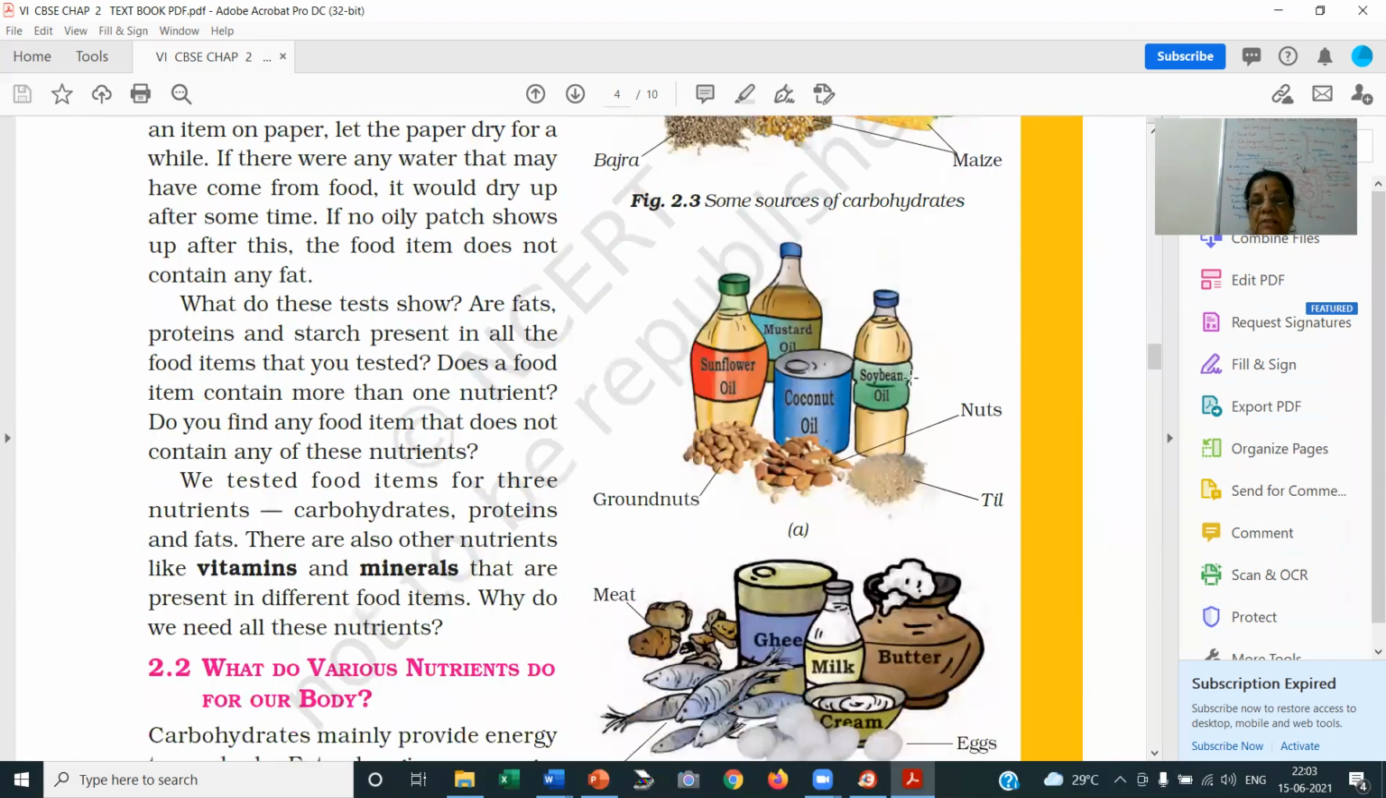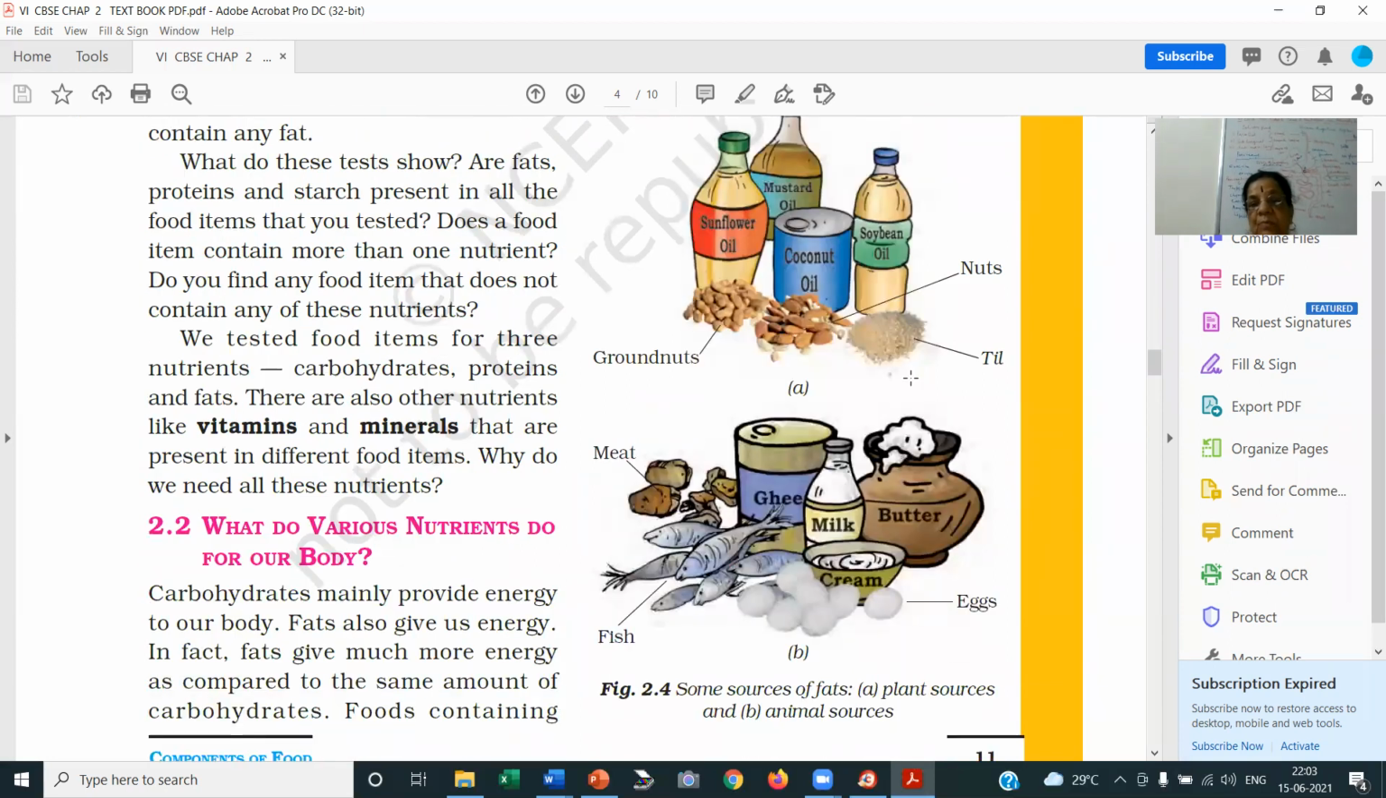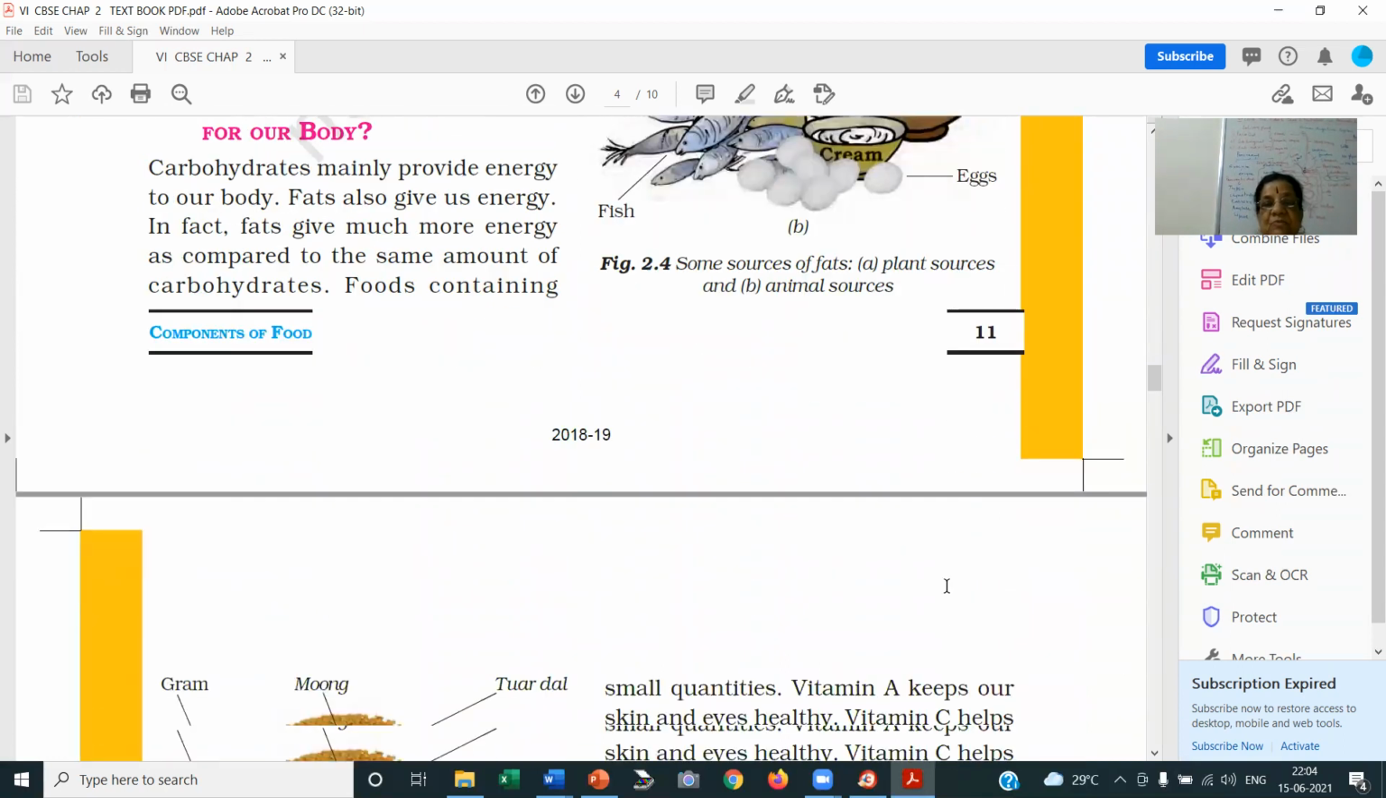Okay, and then these are all sources of fat. First one, plant sources: sunflower oil, mustard oil, coconut oil, soya bean. Whereas animal sources: meat, ghee, milk, butter, cream and egg. These are all animal sources. Okay?